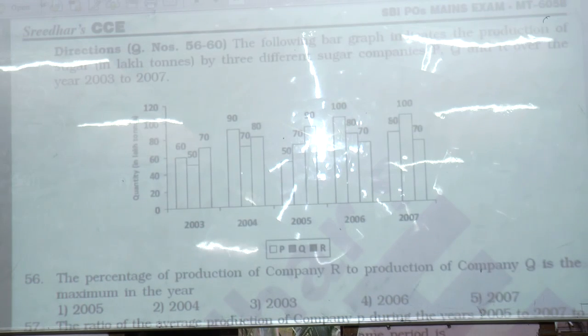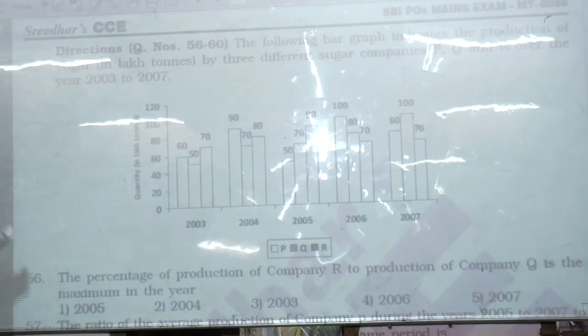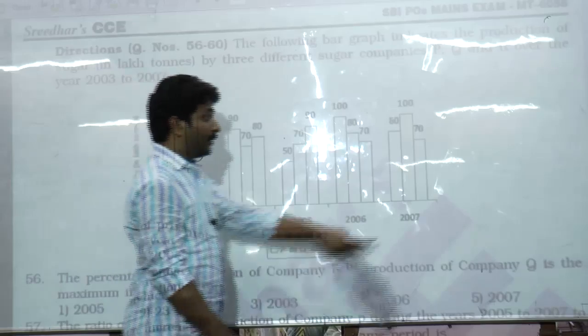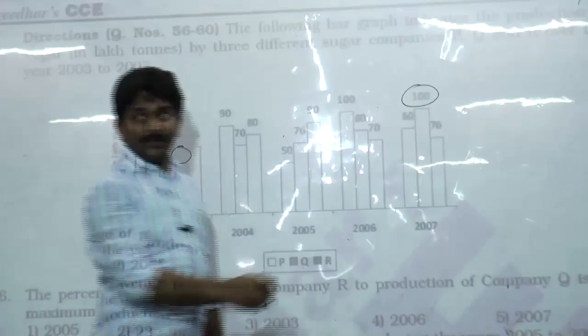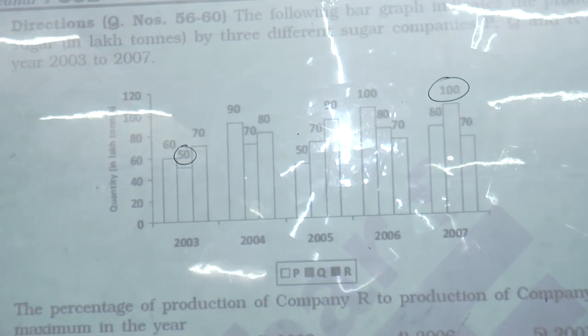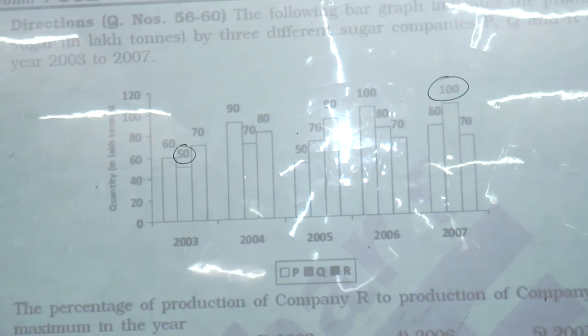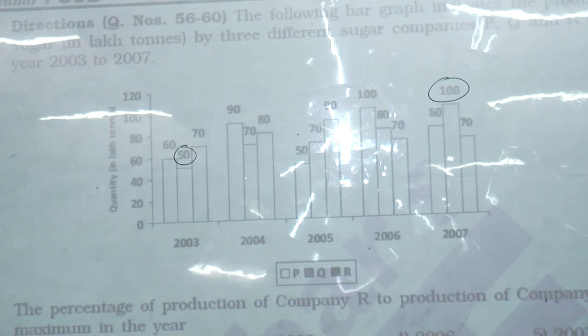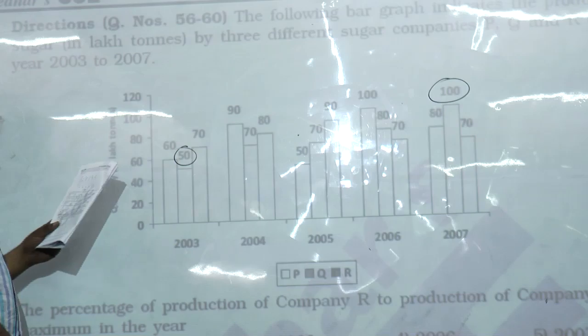Next, the third one. The percentage increase in production of Q from 2003 to 2007. Q in 2003 is 50 and in 2007 we have 100. 50 increased by 50 and becomes 100. So increased by 100%.